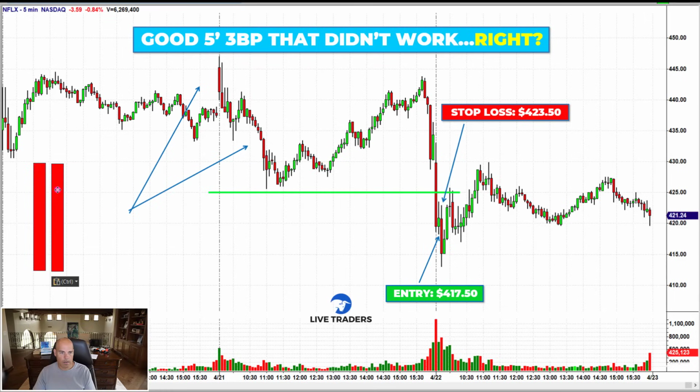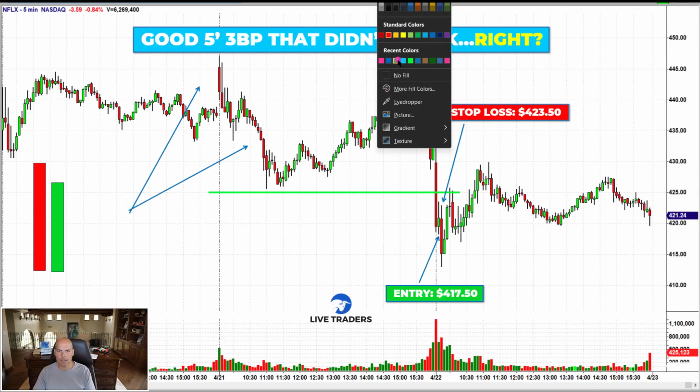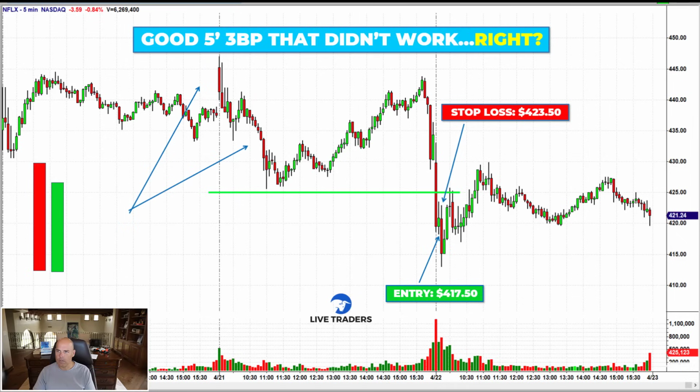The red comes to about there-ish, about an 80% retracement. Let's call it a little more. And then basically, that looks like that. So at the end of the day, what does it really look like?